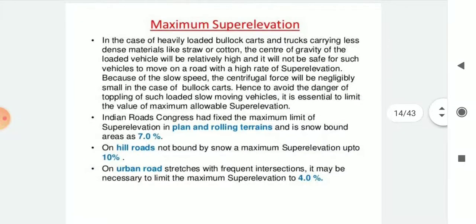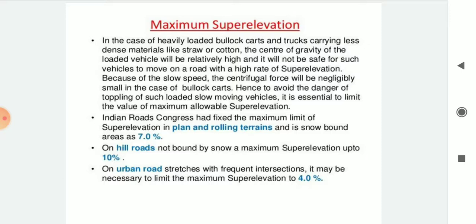So what is the maximum super elevation? That means, what is the range, or up to what value can we provide super elevation? What are the standards for providing super elevation? In case of heavily loaded bullock carts and trucks carrying less dense materials like straw or cotton, the center of gravity of the loaded vehicle will be relatively high, and it will not be safe for such vehicles to move on a road with a high rate of super elevation because of the slow speed.